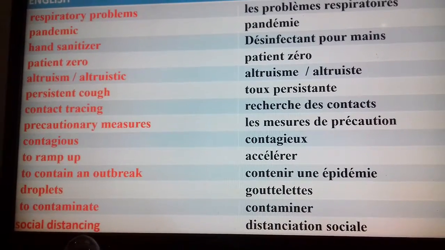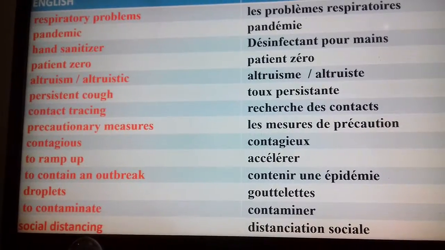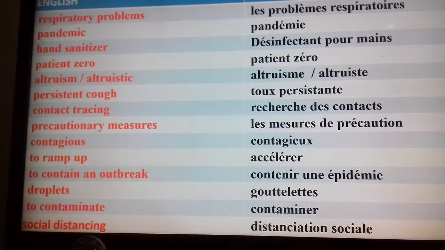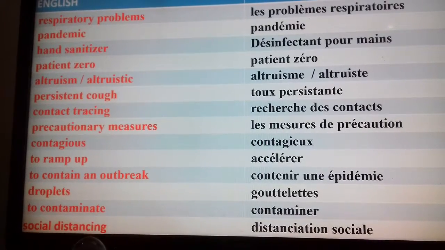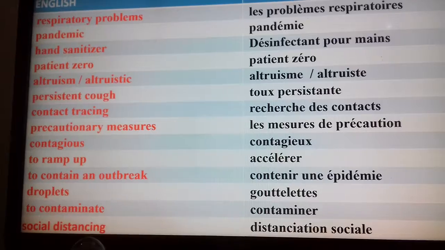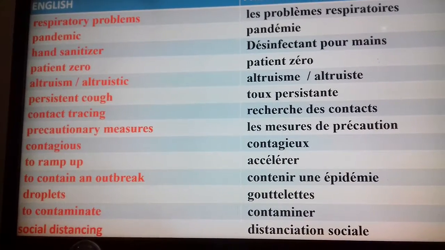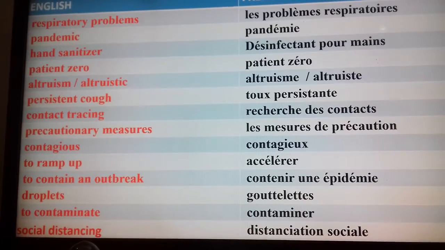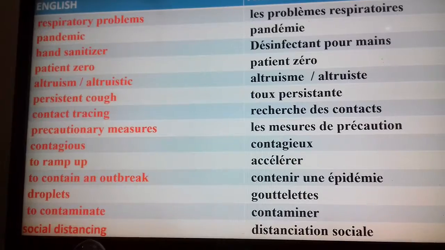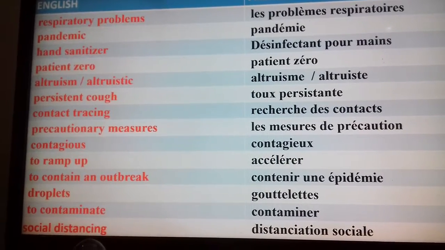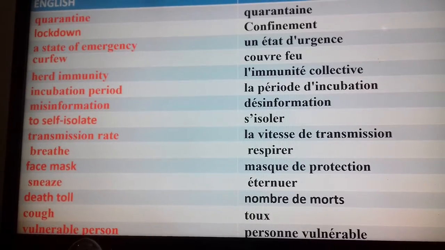Droplets are drops of water that come from your mouth when you speak. We call them droplets. To contaminate, meaning to transmit a disease. Social distancing. Sometimes people say social distancing, but I would rather say physical distancing, that is a distance of 1 meter to 2 meters from one person to another. Quarantine is also used, and lockdown.